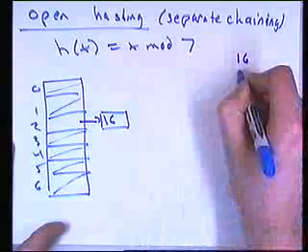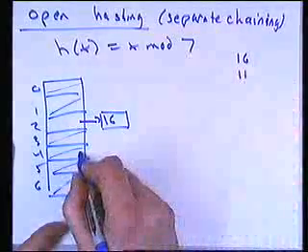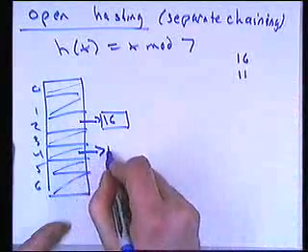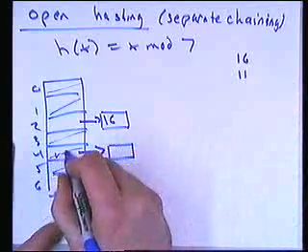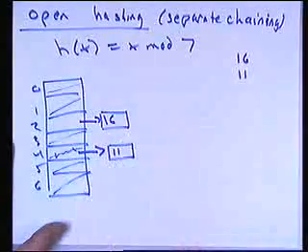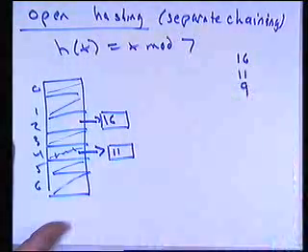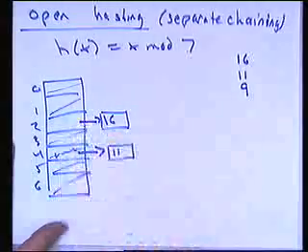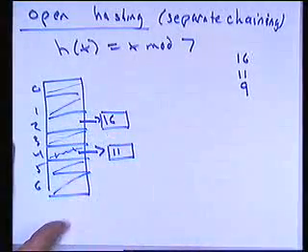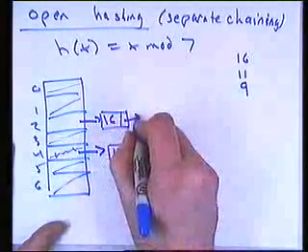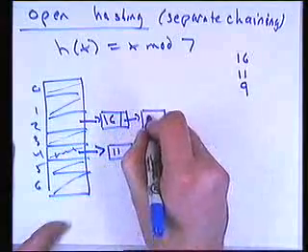And I could say, well, I want to insert 11. 11 hashes to 4. And so I'd start a linked list, forget about this null, and I'd start a linked list containing the number 11. And then let's say I hash 9. 9 also hashes to 2. There's a collision. 16 is already there. So what we do is we add 9 to the linked list already being built at cell 2.